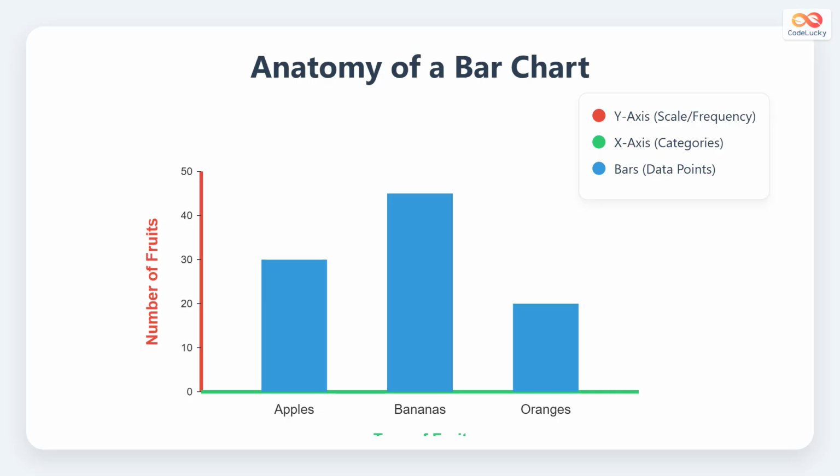Let's break down the parts of a standard bar chart. We have two main axes. The vertical line is usually the y-axis, which shows the scale or frequency, essentially the numbers. The horizontal line is the x-axis, which lists the categories or items being compared. Finally, we have the bars themselves, plotted against these axes.